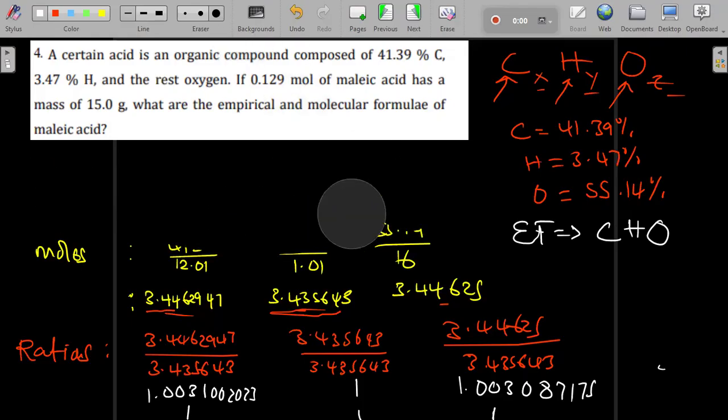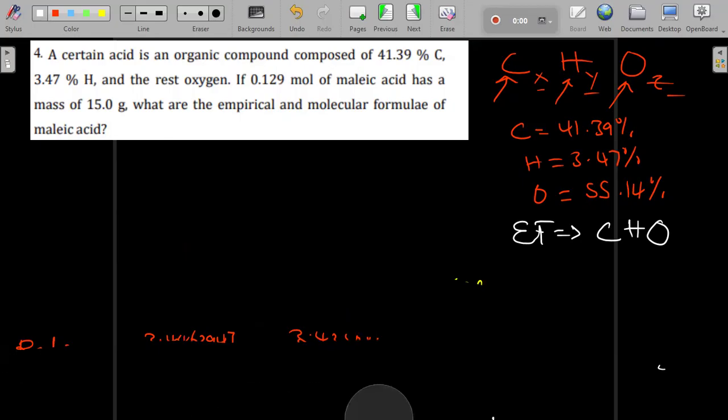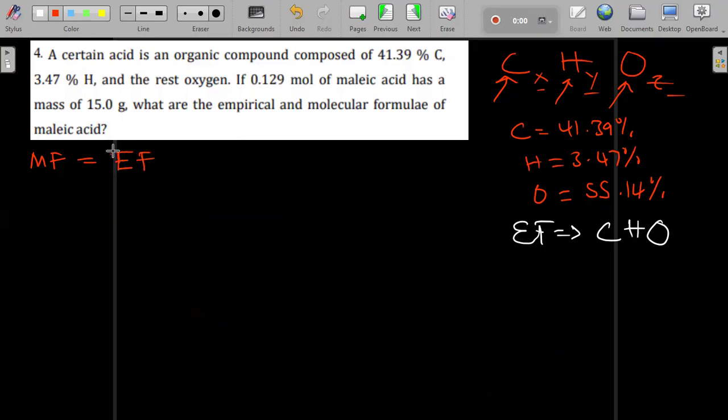Okay, so any questions on how we found the empirical formula? Okay, so we proceed now to find the molecular formula. The molecular formula is equal to the empirical formula multiplied by a factor n. And this factor n is found by the molecular formula mass, which is also called the molar mass, divided by the empirical formula mass. So we have to find the molar mass and the empirical formula mass.